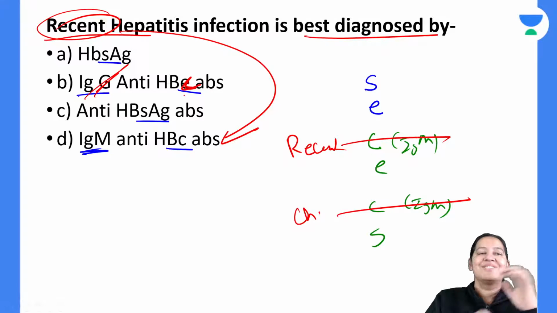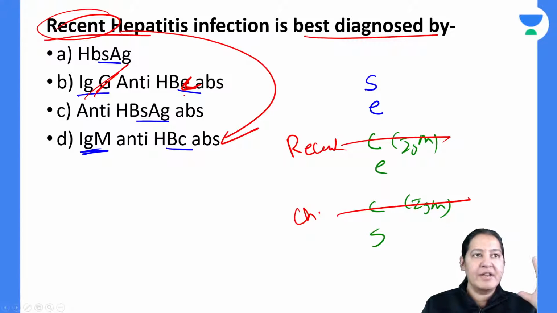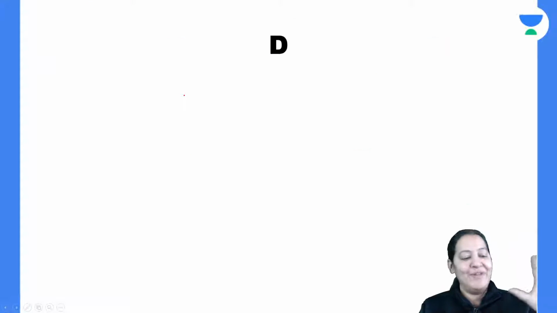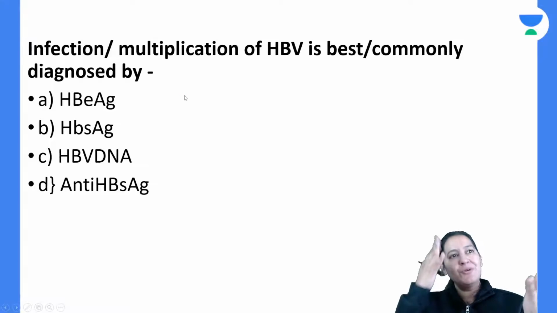But of C, not of E. So the options are very confusing. Have you got it? So the correct answer is D and you all are right. Thankfully, you got the concept. So that is the thing. Let me move to the next question.